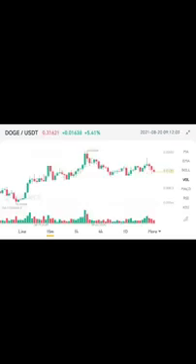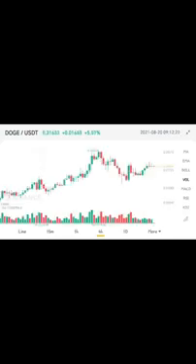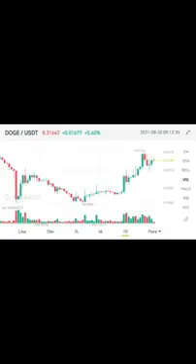Every candlestick here represents 15 minutes. This is the 1 hour time interval. Every candlestick here represents 1 hour, what happened in every hour. This is the 4-hour time interval, so each candlestick here tells you what has happened in the last 4 hours. And we also have the 1 day interval. So every candlestick here represents 1 day and tells you what has happened in each day.